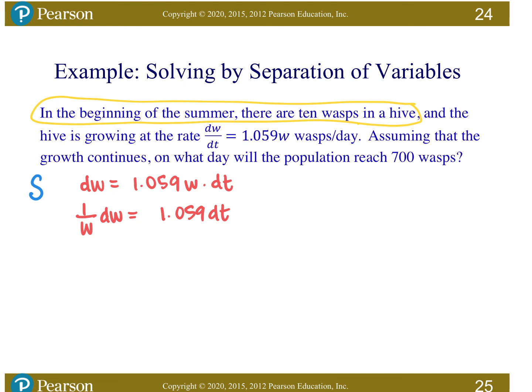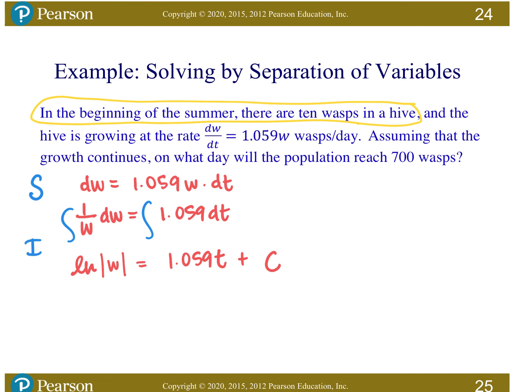That's separate. Now we're ready to integrate. And then we just move on. Just quickly, what's the integral of 1 over w dw? ln. ln, what kind of w? Absolute value w, right. And then what about the integration of the number 1.059? That's just 1.059 with what letter? T plus c.